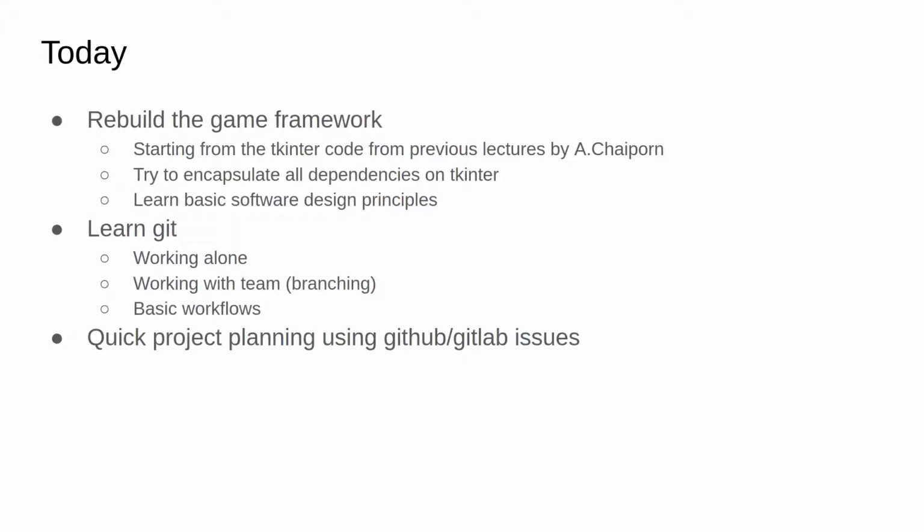So we will start by demonstrating how to use Git when you work alone, and then we'll talk about how you would do that with a team, with some branching commands in Git, and we will look a little bit at basic workflows. We also talk about how to do some quick project planning using GitHub or GitLab issues. All right, so let's get started.